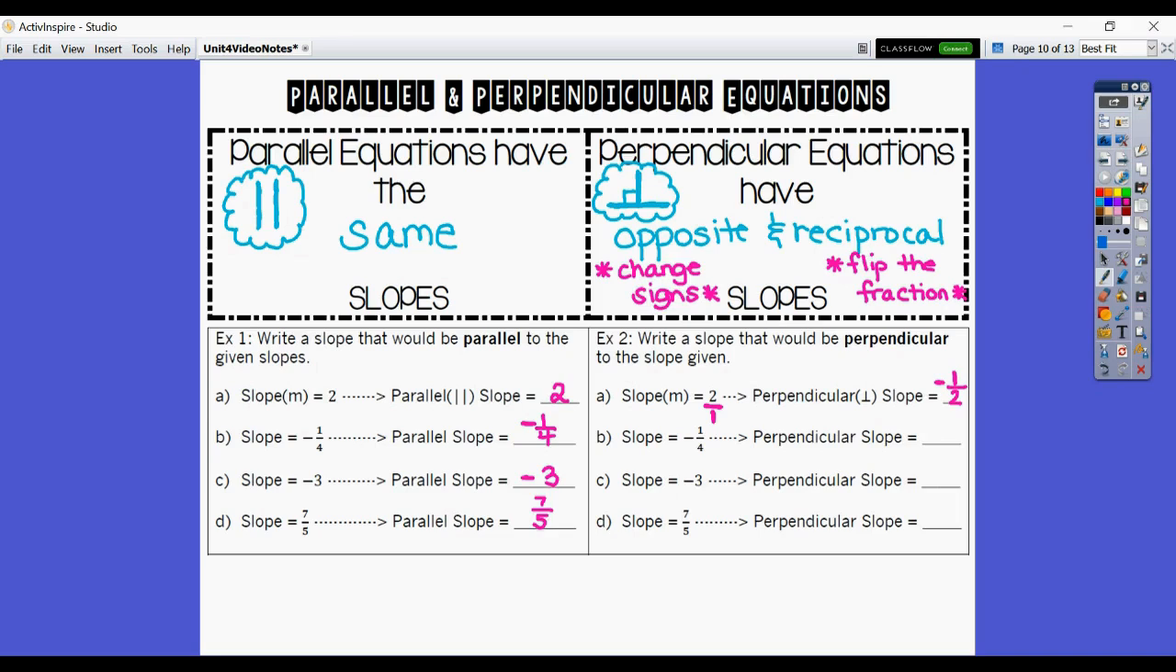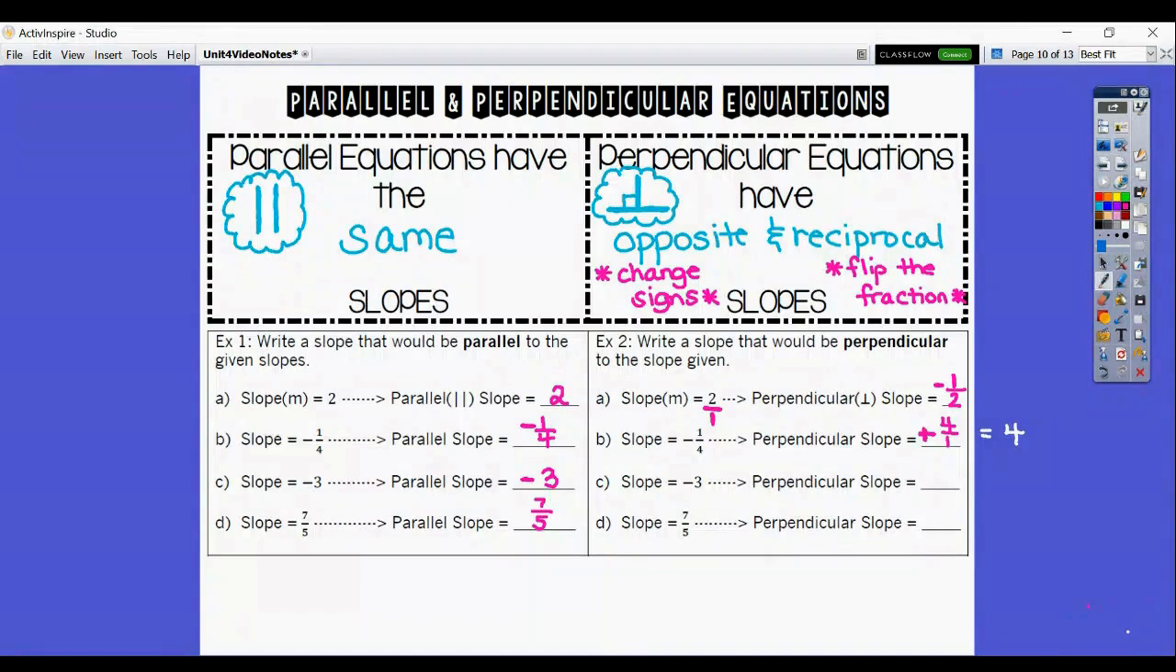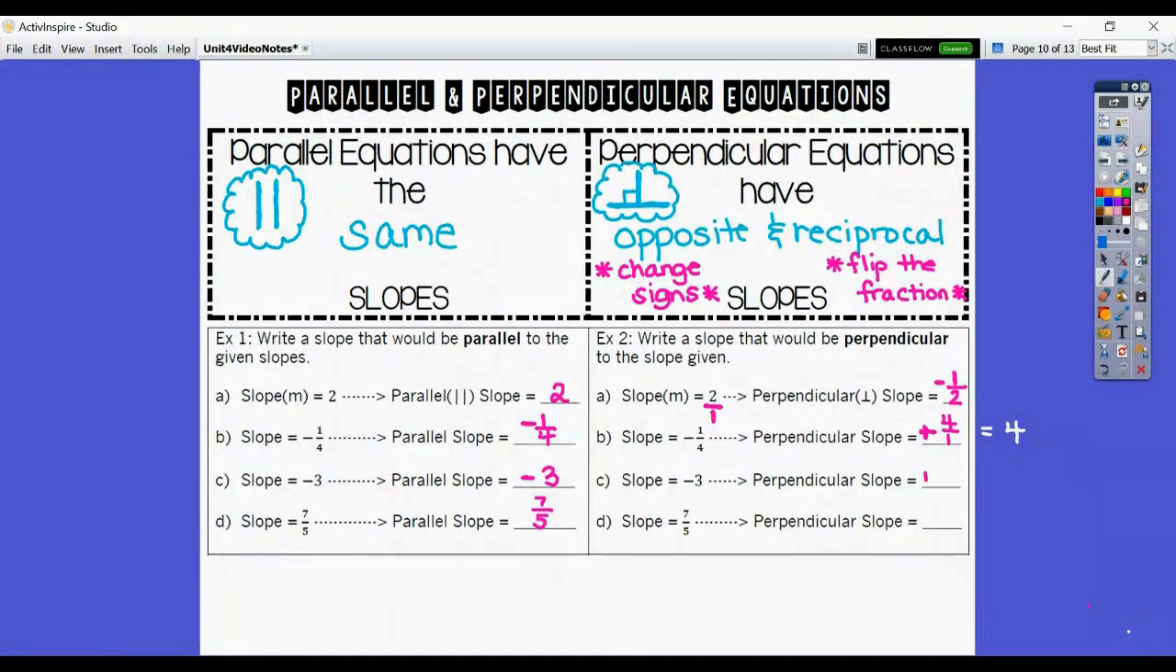If I have a slope of -1/4, to make it perpendicular, I have to change it to a positive, change the sign, and flip the fraction. Instead of 1/4, it's 4/1. We can simplify that down to just a positive 4 overall as its simplified answer. If I have a slope of -3, to make it perpendicular, I change the sign on it, negative to positive, and then I flip that fraction. Remember, if it's a whole number, you can always put it over 1 to flip that fraction to a positive 1/3. So again, always remember that we change our sign here.